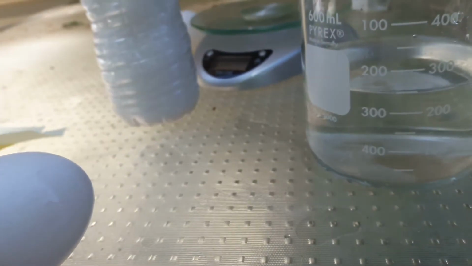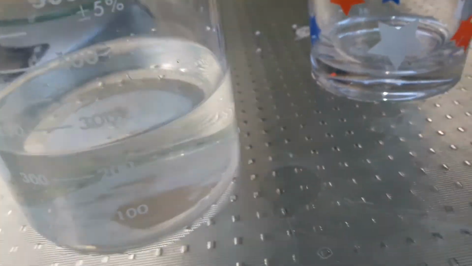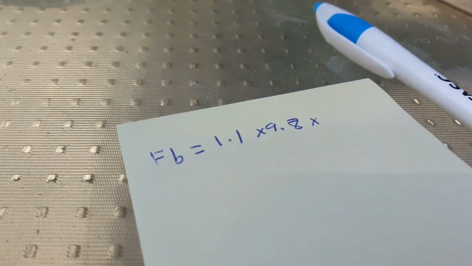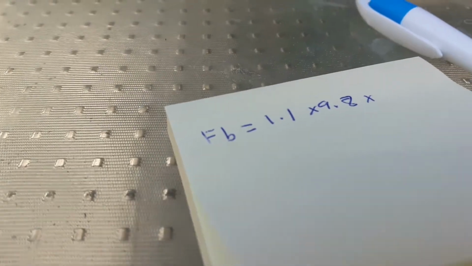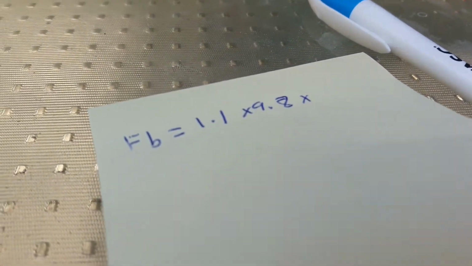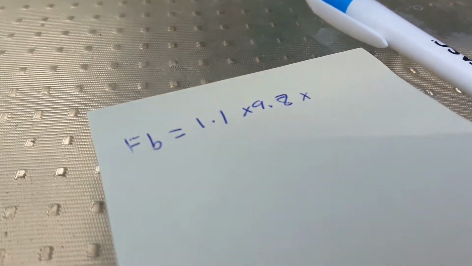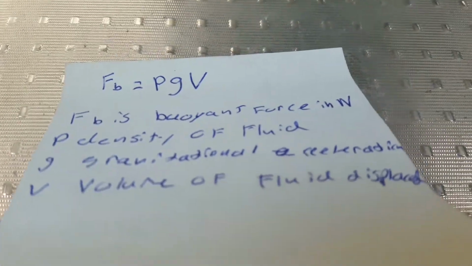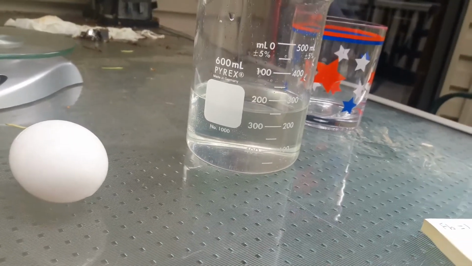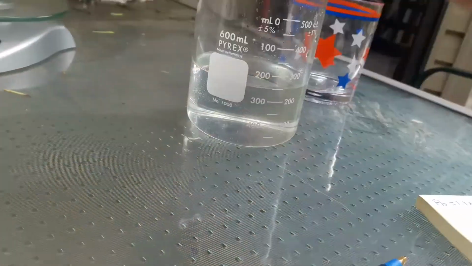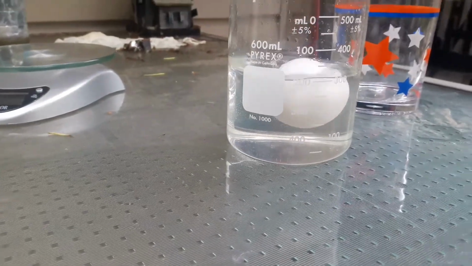So now we're going to add the egg into the water, and I got my buoyant force equation out here already, because the density of the water is 1.1 now, as we measured before, and the gravitational constant is 9.8, and then we're going to measure the volume of the displaced fluid now. Now we're going to put the egg in the water and get the displaced volume.